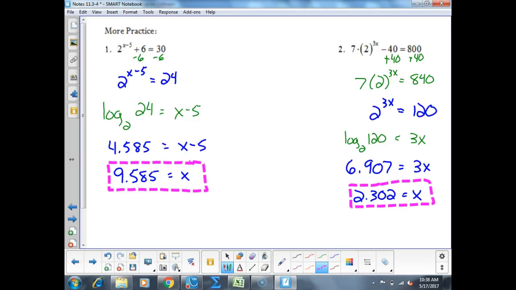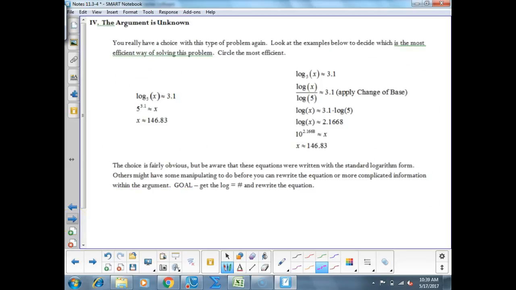So, okay. Switch forms. Switch forms. Switch forms. Okay. Fourth type of problem, when the argument is unknown. Okay. Again, it's the same two methods. Okay. But if you compare the two methods, which one looks a little easier? Well, what is the first one?